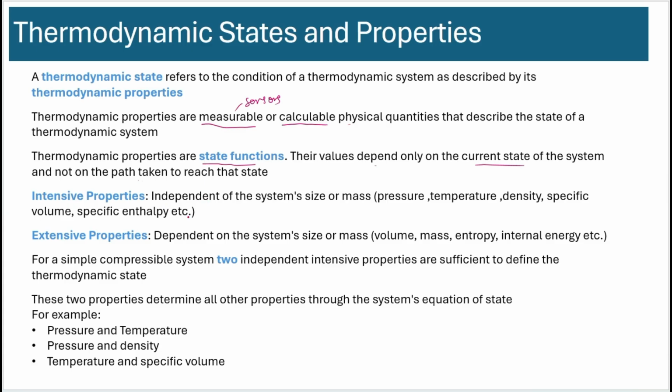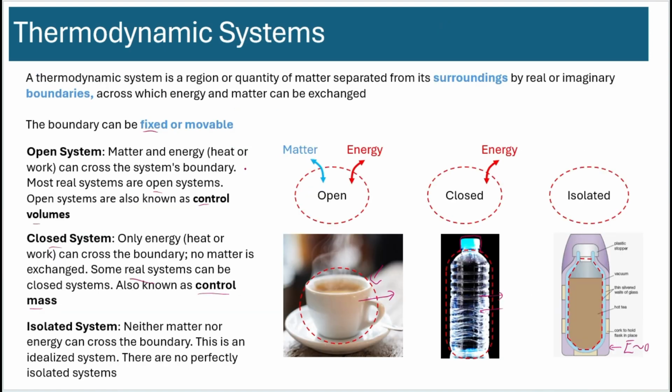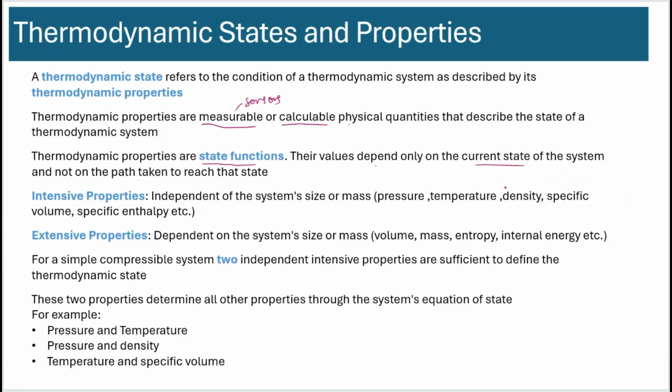One is basically independent of the size or mass of the system. So if you're talking about a bottle of water and there's a thermodynamic property, if the size of the bottle does not affect that property, then it's called an intensive property. And the other way around, if the system size or mass affects the property, then it's called an extensive property. So what are some examples of intensive and extensive properties?